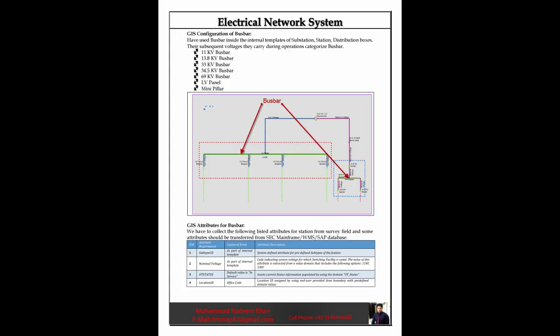GIS configuration of busbar. We have used busbar inside the internal templates of substation, station, distribution boxes. The subsequent voltages they carry during operations categorize the busbar: 11 kV busbar, 13.8 kV busbar, 33 kV busbar, 34.5 kV busbar, 69 kV busbar, LV panel, mini pillar.